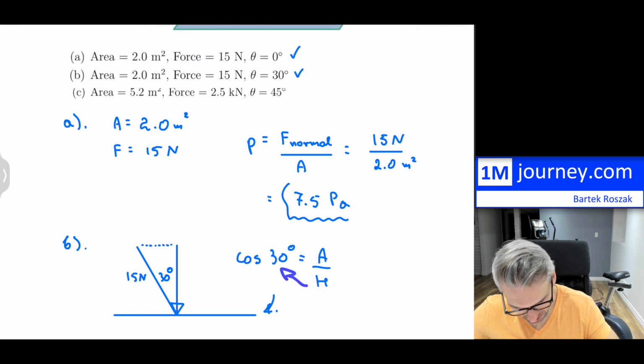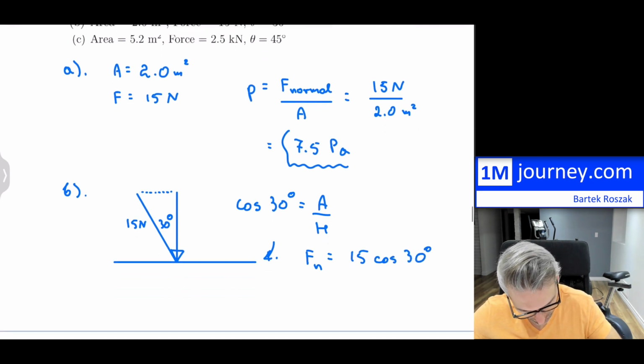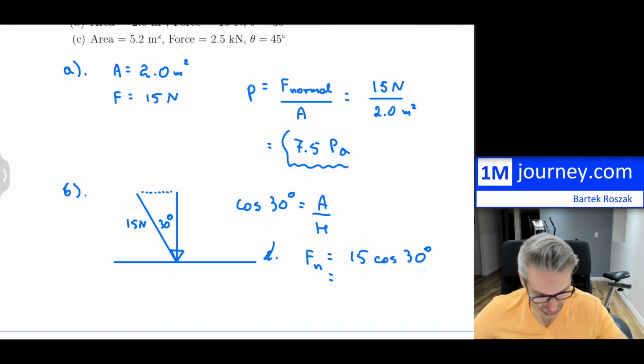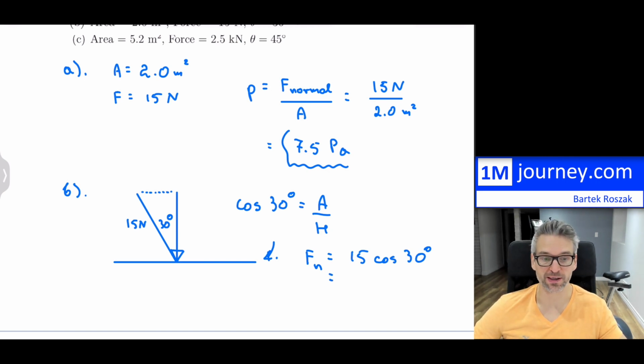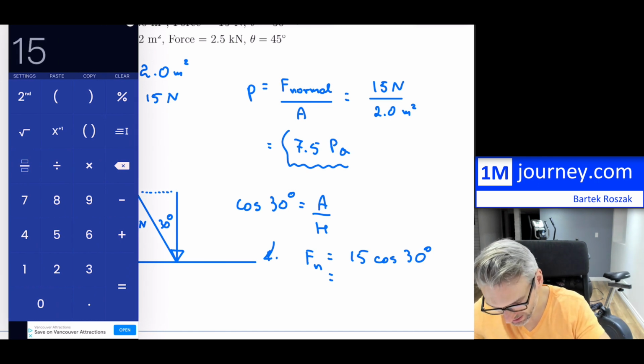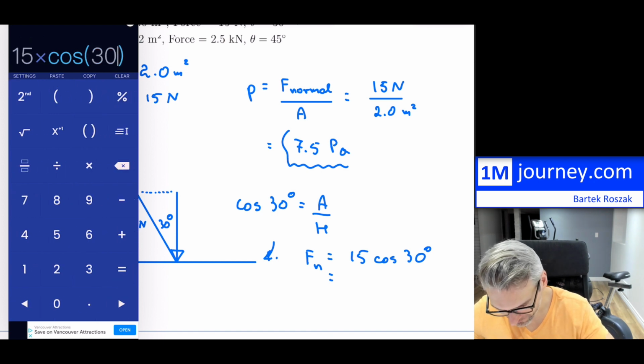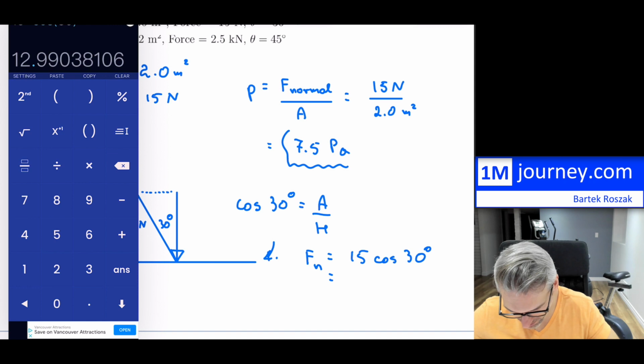So if you bring that over to the other side, this shouldn't surprise you that the normal component of that force is going to be 15 cos 30. Cos of 30 is actually square root of 3 over 2, but you can utilize your calculator as needed. So 15 times cos of 30 degrees gives us 12.99 and so on.